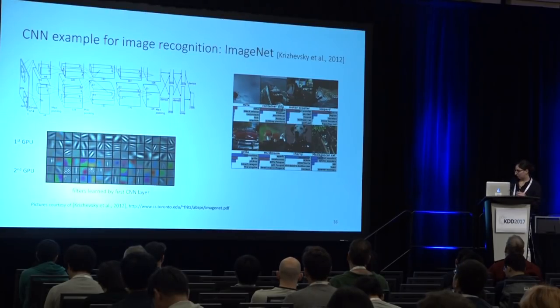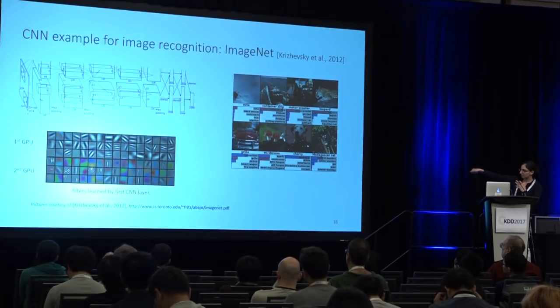And here I show some of the filters that are learned by the first convolutional neural net layer. This is what the first GPU did, and this is what the second GPU did. You can see that the first one specialized in detecting edges, and this one more on color contrast and textures.